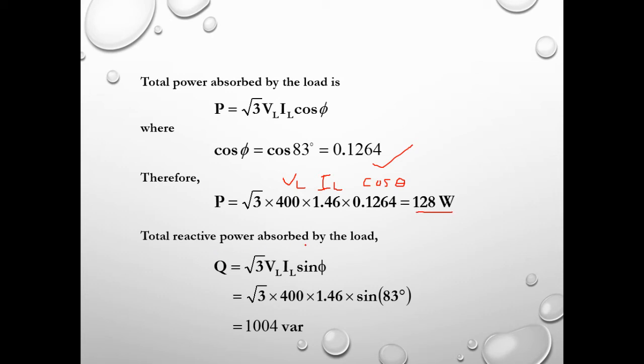So the total reactive power absorbed by the load is square root 3 V_L I_L sin theta again. Take the value of theta, put it here, which is 83 degrees. This is I line, 1.46, and this is V line, which is 400. So 1004 var is the total reactive power absorbed by the load.